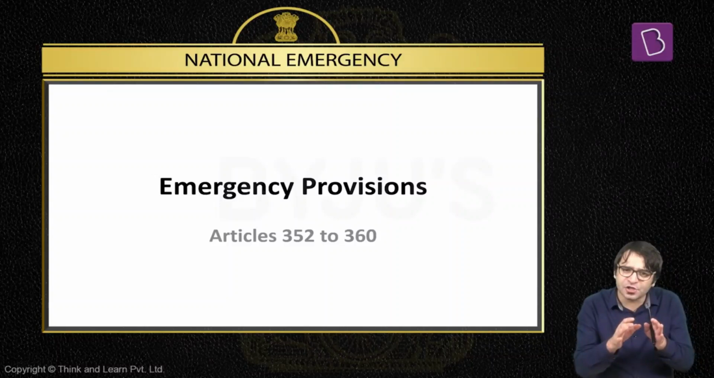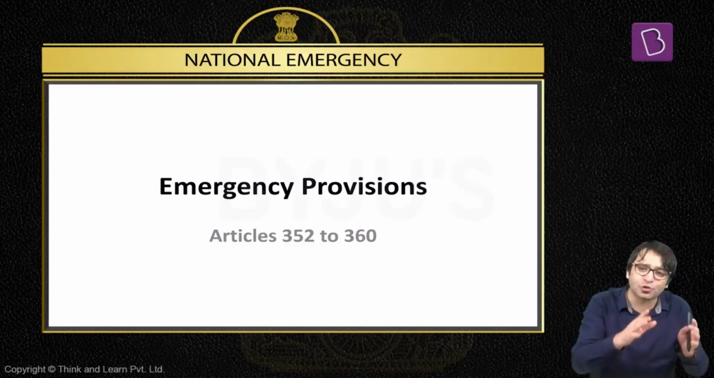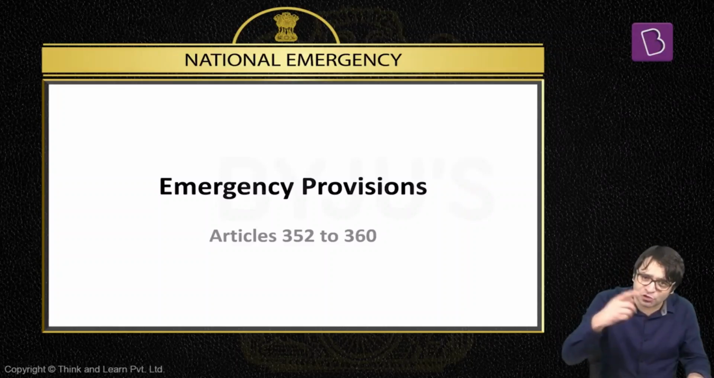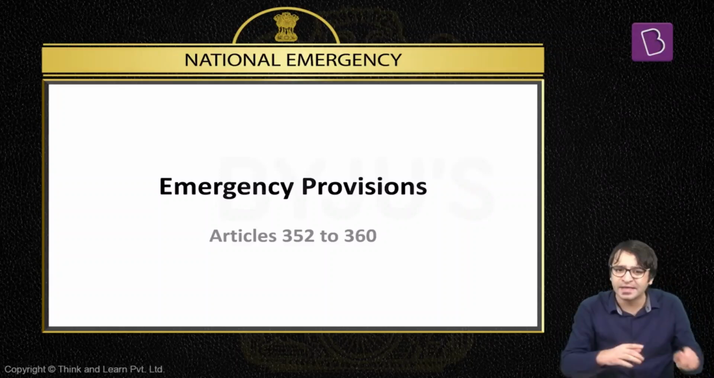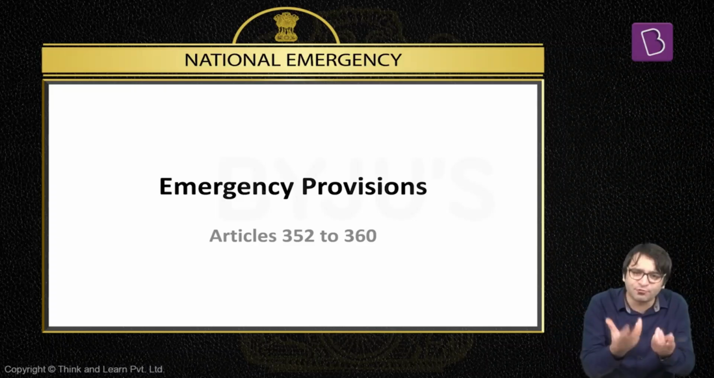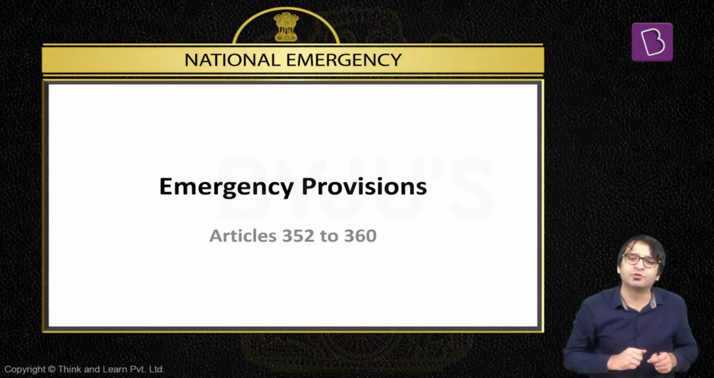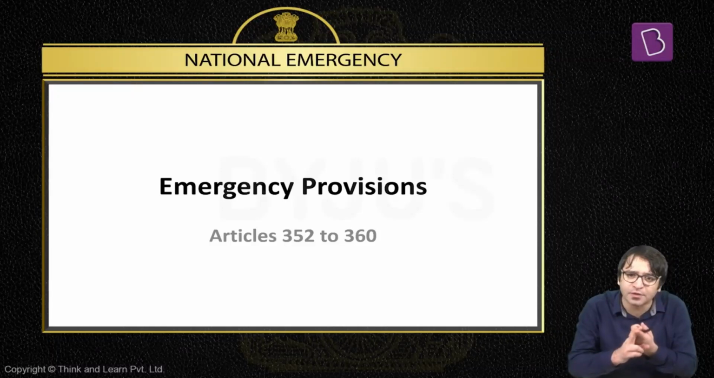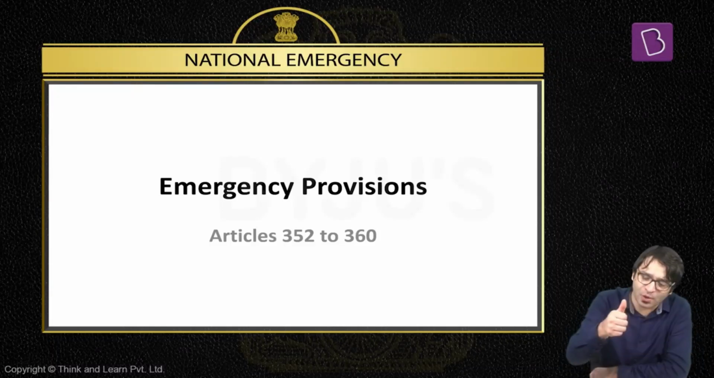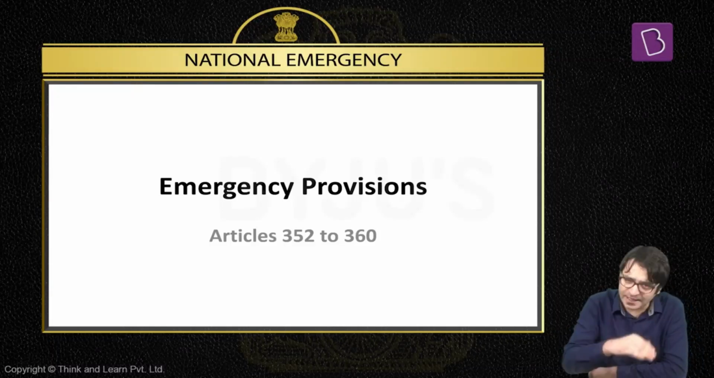When we look at these emergency provisions, they change and transform our federal Constitution into a unitary one, even without amendment to the Constitution. That means even without resorting to a constitutional amendment under Article 368 of the Constitution, these emergency provisions change our Constitution, transform our Constitution, and turn it into a unitary Constitution. Which means 2 important characteristics of a federal Constitution get affected because of these emergency provisions. 1, dual government. 2, distribution of powers. And I'll tell you later how.